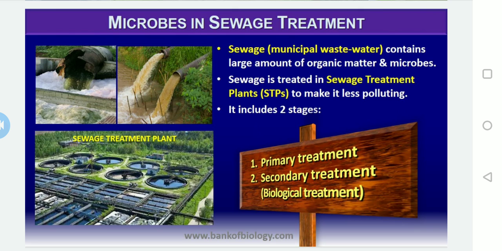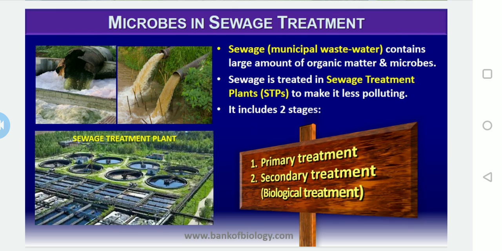Before disposal into natural habitats, the sewage should be treated in sewage treatment plants, also known as STPs, to make it less polluting and cause less damage to the environment. The treatment of sewage is done by heterotrophic microbes naturally present in sewage, and this treatment is generally carried out in 2 stages: the primary treatment and the secondary treatment. The primary treatment is also known as physical treatment, whereas the secondary treatment is also called biological treatment.